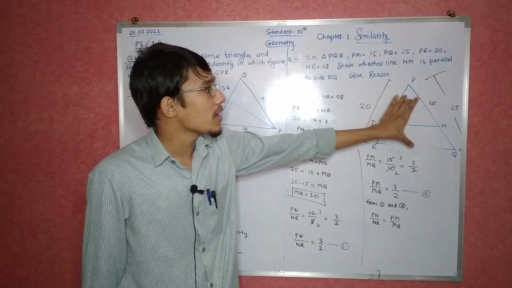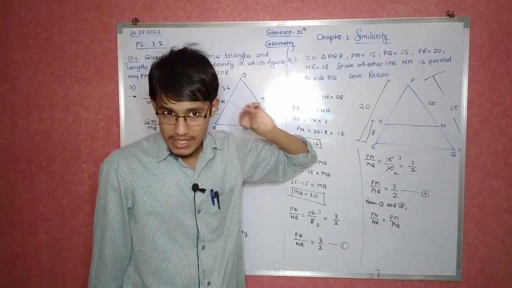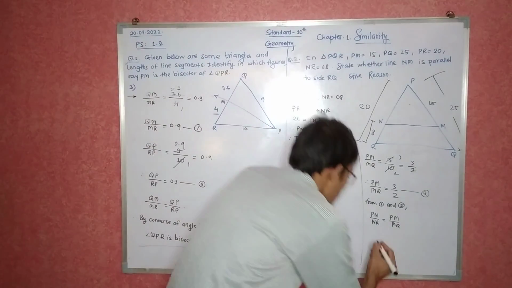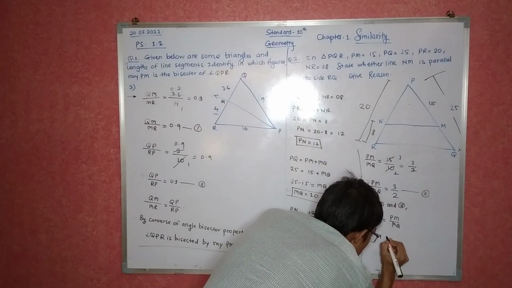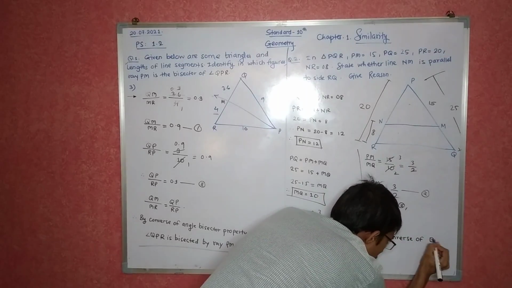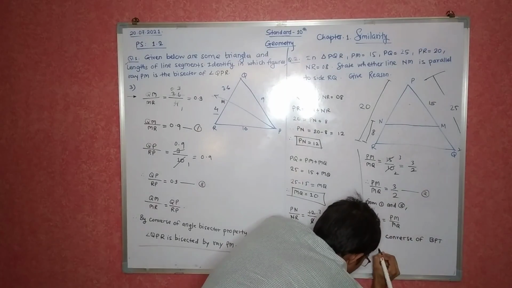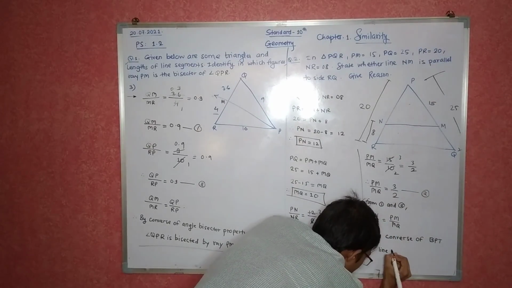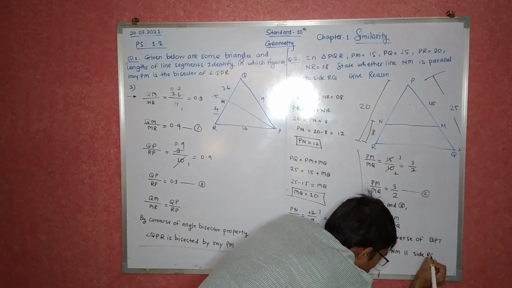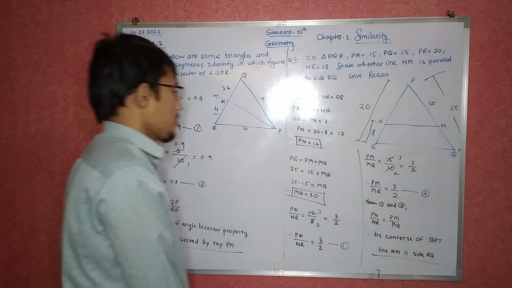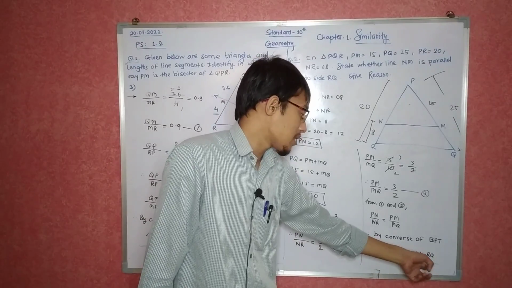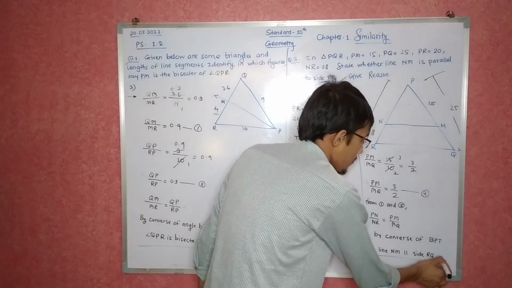अगर ratios जो है वो same है दोनों साइड का, इसका मतलब क्या है कि ये जो लाइन NM है वो RQ को parallel है. So therefore, by converse of BPT, line NM is parallel to side RQ. यही हमें प्रूफ करना था, फाइंड करना था कि ये है कि नहीं. So by converse of BPT, line NM is parallel to side RQ, and this is your answer.